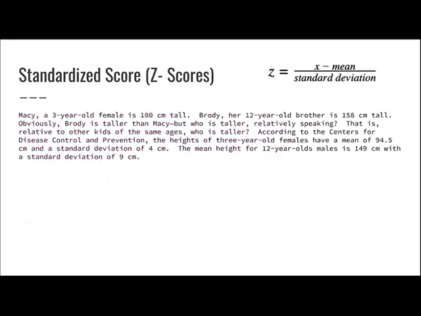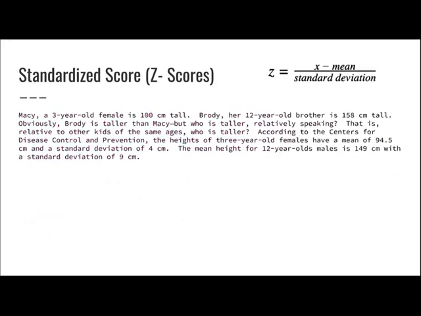So let's do an example. Macy, a 3-year-old female, is 100 centimeters tall. Brody, her 12-year-old brother, is 158 centimeters tall. Obviously, Brody is taller than Macy, but who is taller, relatively speaking? That is, relative to other kids of the same ages.